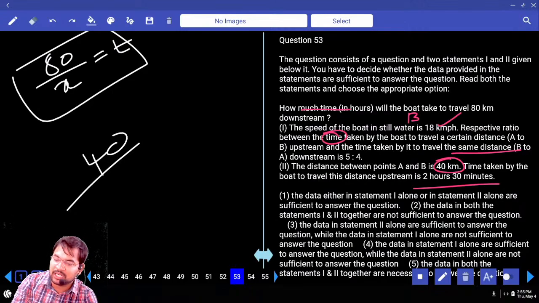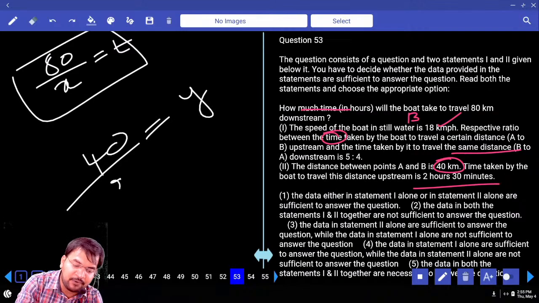The time taken by the boat to travel this distance upstream is 2.5 hours. Upstream, so y, 40 in 2.5 hours.